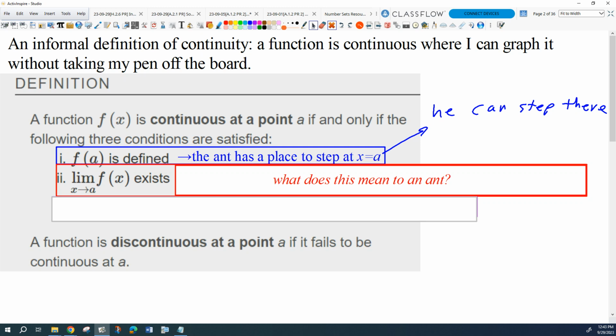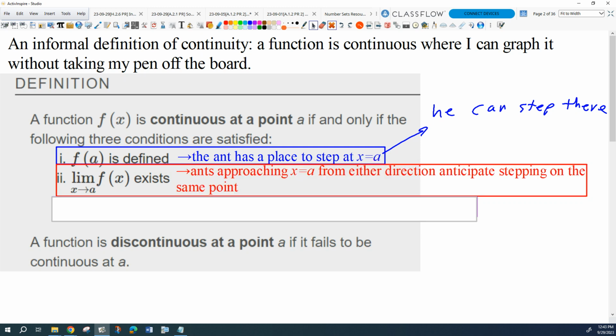Remember that definition we added a little bit ago? A regular two-sided limit only exists if the two one-sided limits converge on the same value, right? So that means ants approaching from either direction anticipate stepping on the same place. Now they're not in the limit, they don't get there. They just anticipate stepping on the same place. Okay, and that's real. I'm going to underline that because that anticipate is important.